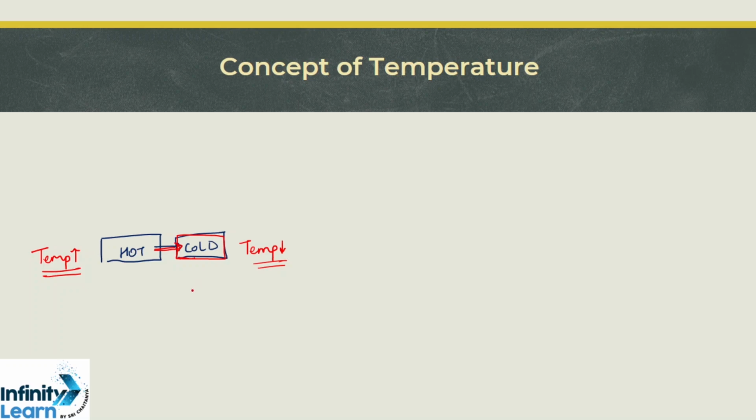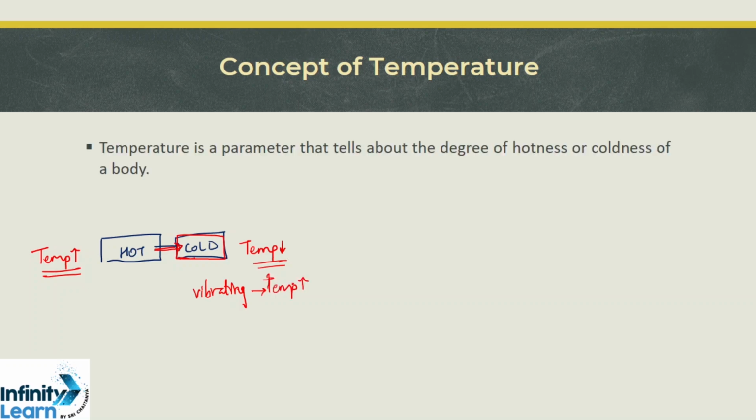Now when this cold body starts to receive heat, what happens internally is the atoms, the constituent elements of this substance, they start vibrating at a higher velocity, and thereby producing a higher temperature. Based on this, we can define what is temperature. So temperature is a parameter that basically first of all tells the thermal state of the body, which means how hot a body is or how cold a body is. Also, it determines the direction of flow of heat.